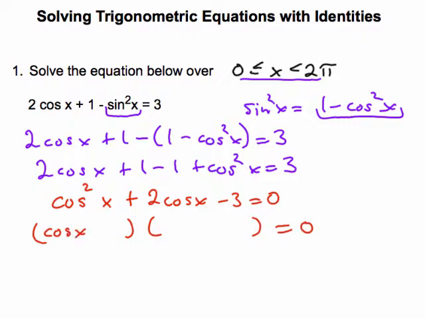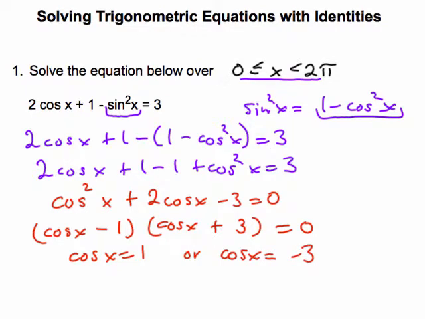Cosine x, 3 and 1, but we're going to need positive and negative, so cosine x is 1, or cosine x is negative 3. And we know that cosine never reaches negative 3, so there's no solution here. The cosine graph only goes between negative 1 and 1.